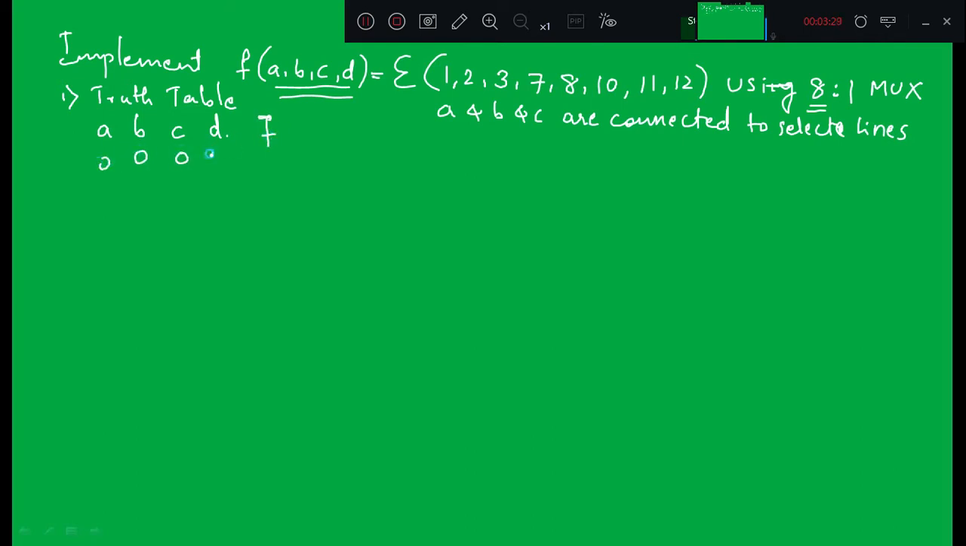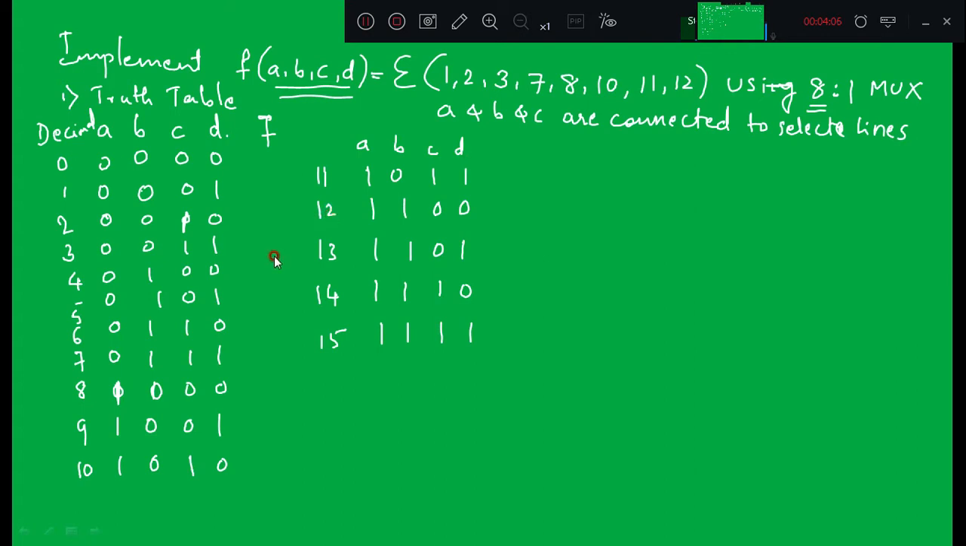Write all 16 combinations. The writing of all 16 combinations itself is a headache. But I have already discussed 2 methods, so I'll discuss both the methods and solve this problem, and let us verify whether the final result will be the same or not. 0 0 0 0, 0 0 0 1, 0 0 1 0, 0 0 1 1, and so on.